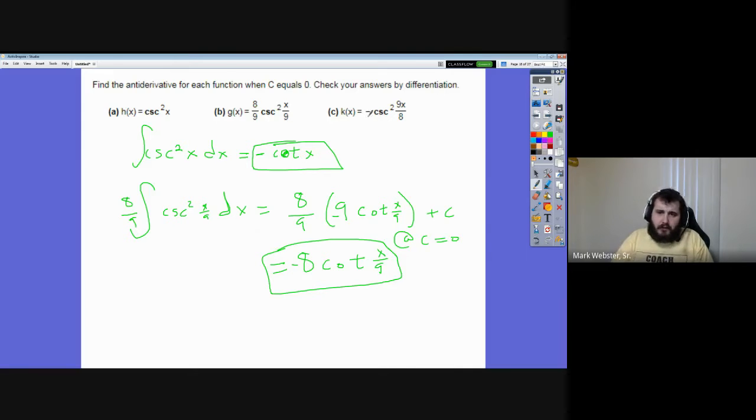And then, same thing here. What are you going to get? You're going to get the negative is going to become a positive here when we integrate, right? Because it changes signs. And then we're going to divide by this 9 over 8. So for part C, we're going to end up with what? 8 over 9 cotangent 9x over 8.